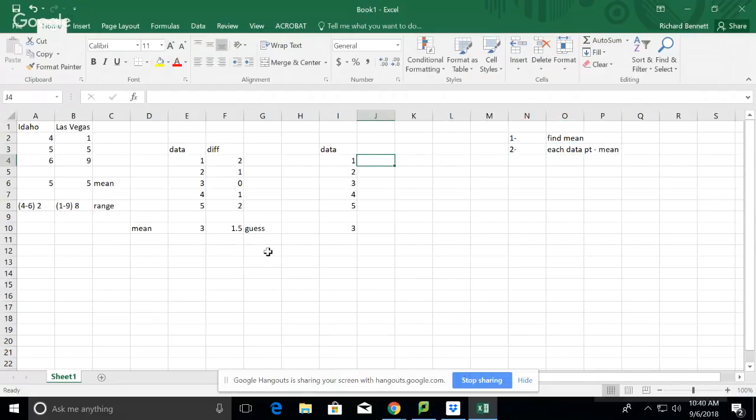So here's what we're going to do. We're going to press an equals, and I'm going to use the arrow key, and I'm going to arrow over 1. And then notice it fills in that's cell I4. And I'm going to subtract off the mean. Now, I'm going to press enter. 1 minus 3 is -2. Now, when Kristen did this, we didn't worry about negative signs. We're going to worry about them now.